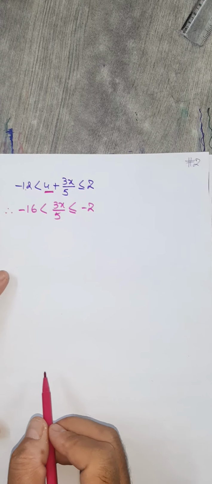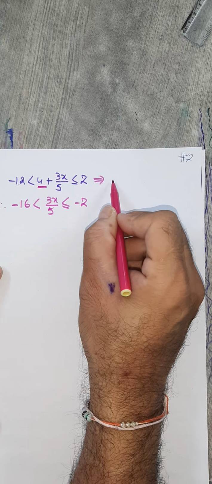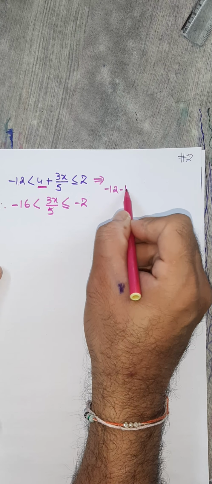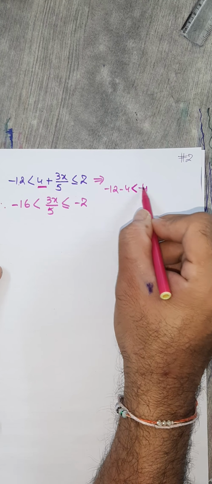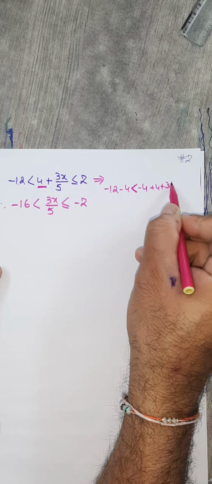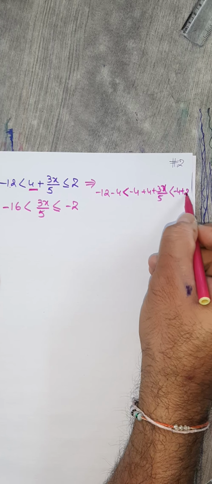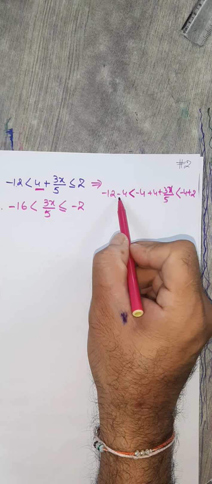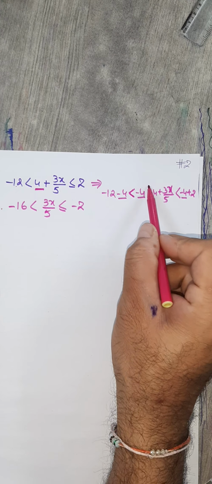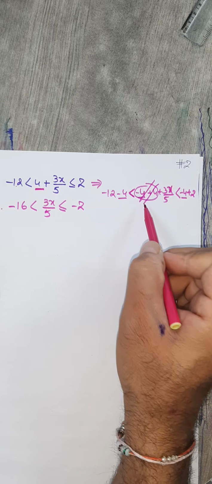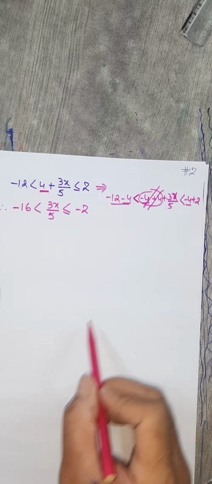Remember, I have not mentioned this step, the middle term step. If you want, you can write it like this. Middle step: minus 12 less than minus 4, minus 4 less than here minus 4 plus 3x by 5 less than minus 4 plus 2, like this if you want. Subtracting minus 4 throughout the inequality. This can be done. Remember why we did this. Now this will go away. This is minus 16, that's what I've written. This is minus 2, that's what I've written.